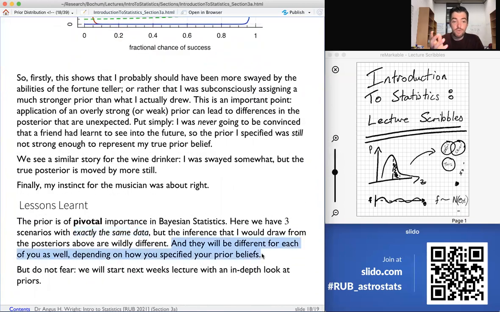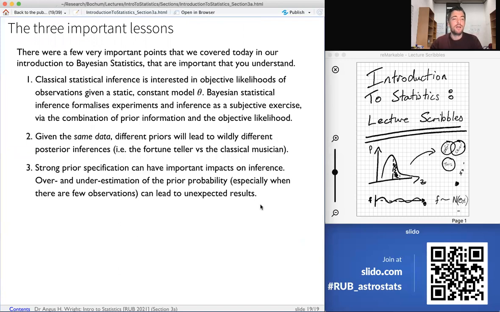Yours will all be different, as mine are. And this should basically show you how significant, how important a role prior belief plays in statistical inference, in Bayesian inference. So we're going to end today with 3 really important lessons that I think you should all know, and you should all have learned, hopefully, from this lecture.